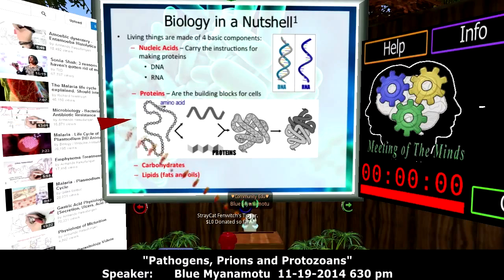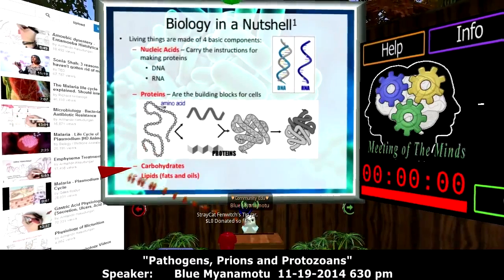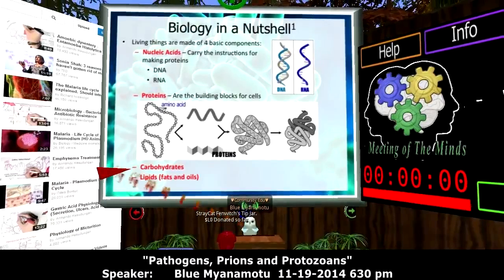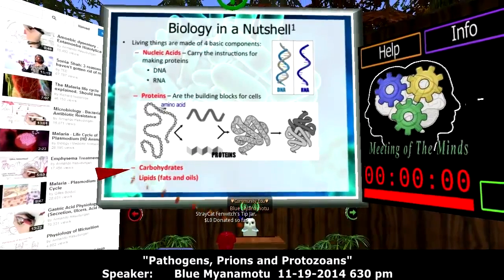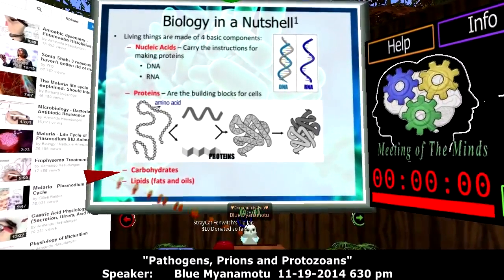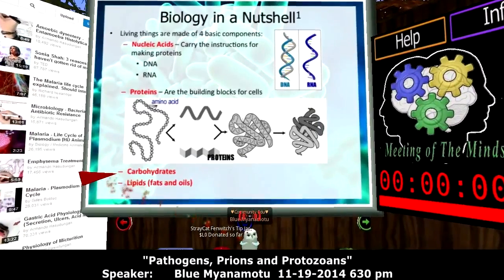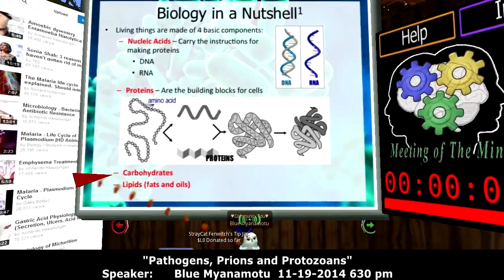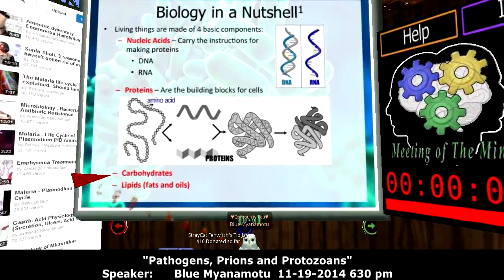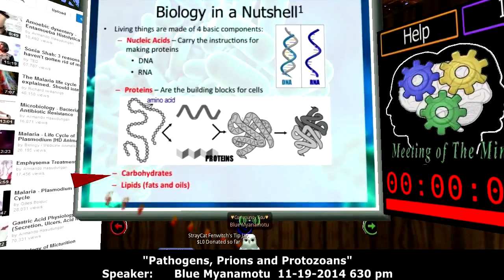Now, the 2 things that we're not going to talk so much about, but they are important, are carbohydrates. You guys know carbohydrates: sugars, starches, all of those things, primarily quick, short energy. You know how they say in the morning you should have a complex breakfast with complex carbohydrates like bagels and things like that. Those are your carbohydrates. And then you've got your lipids, which are the fats and the oils. I'm not going to talk too much about the carbohydrates and the lipids. I am going to talk far more about the proteins and the nucleic acids.